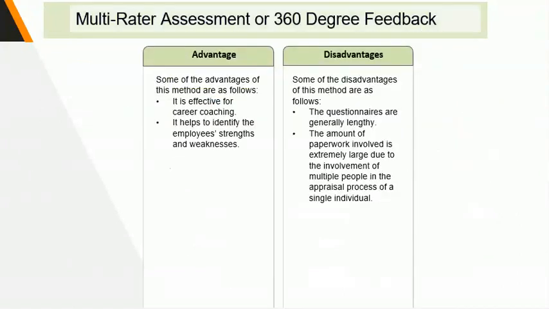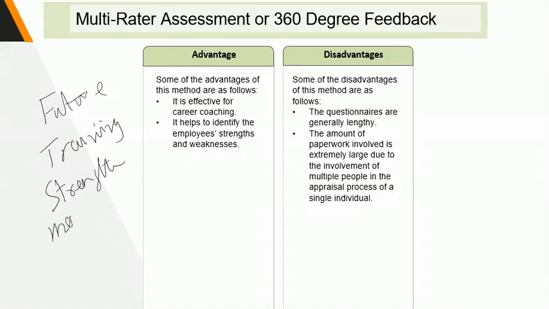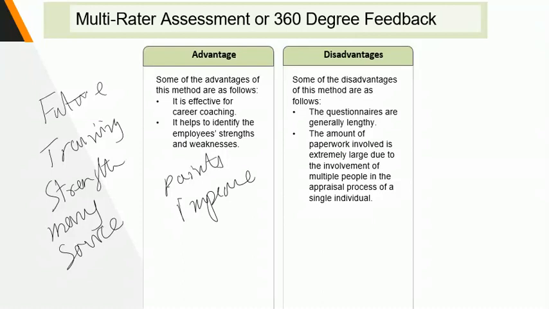There are some advantages of 360 degree feedback. It is good for career coaching, it is good for finding out where the employee will go in the future, and it is good for checking the training and the department of the employee. It will also highlight strengths and weaknesses, because the feedback comes from many different people and many different sources. So it gives you many points about that employee, where the employee can improve or what the weakest point is.